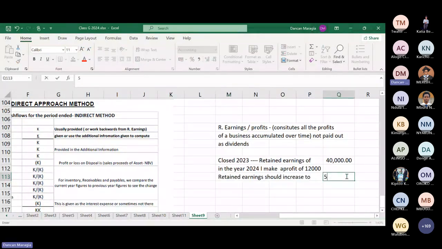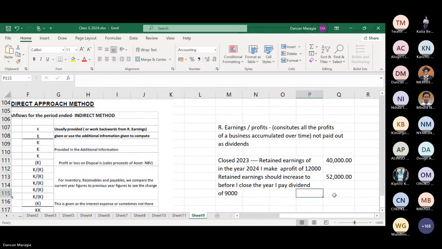To 52,000. But I decide to pay back my shareholders. But before I close the year, I decide to pay them dividends of 9,000. So I pay 9,000. So how much will I remain with at the end of 2024?